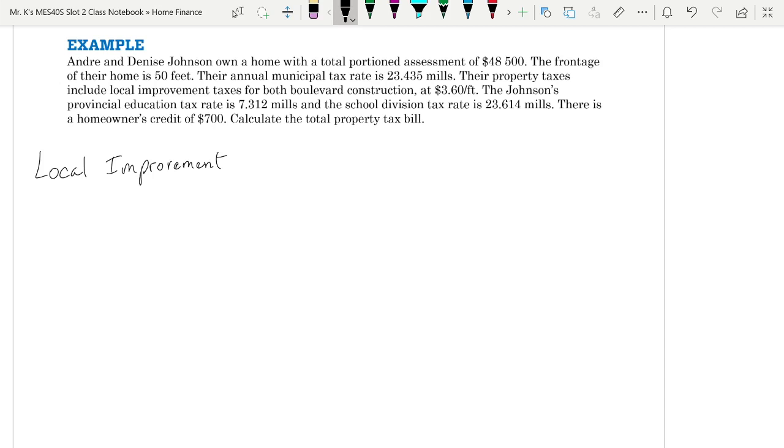Okay. Local improvement tax. Basically, you take how long the front of your property is, 50 feet, and times it by the rate at which they're going to improve your neighborhood per foot, $3.60 per foot. So 50 times $3.60 turns out to be $180. So that new boulevard construction is going to cost these people $180 that year. Next year, that might not be there. That's why it's calculated separately, right? You build the boulevard, hopefully it lasts for the next 20 years. You don't have to fix it again.